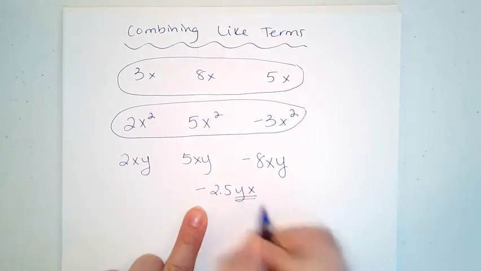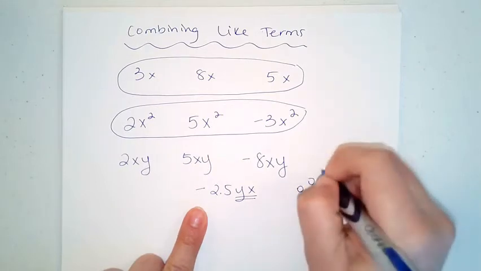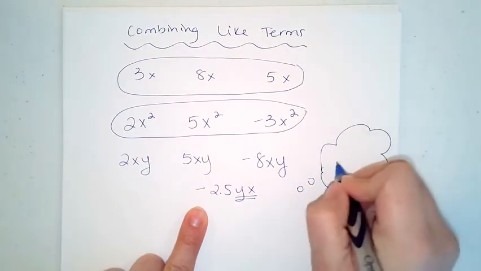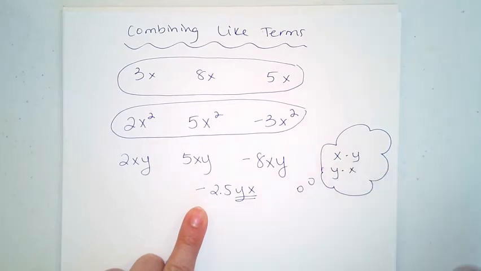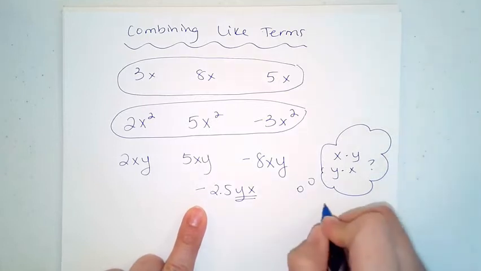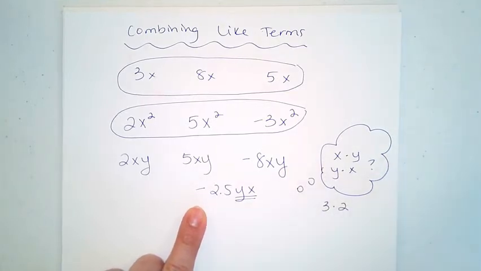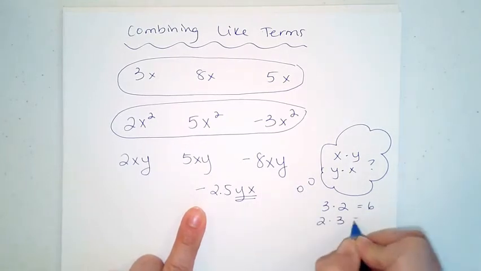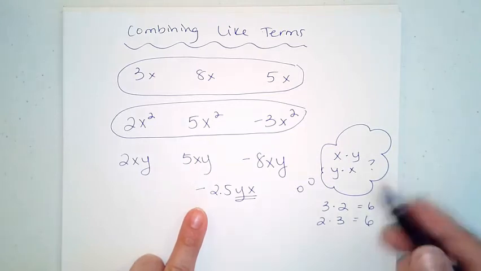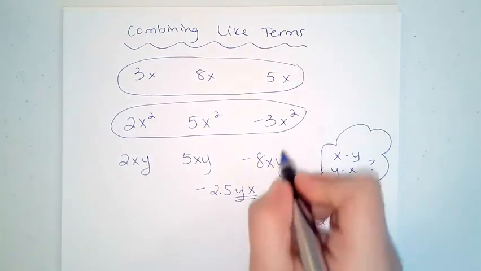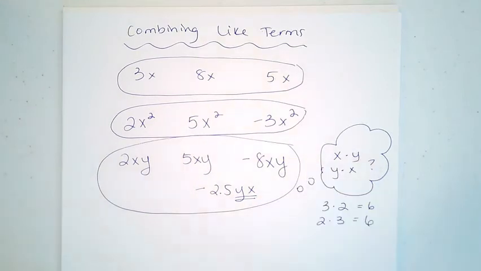But what about yx? Well, if we do a little thought bubble over here, x times y, is that the same as y times x? And the answer turns out to be yes, and here's why. If we use numbers, 3 times 2, will that equal 6? And what's 2 times 3 if I flip the order? It's still 6. So with multiplication, it doesn't matter. So these are all like terms.